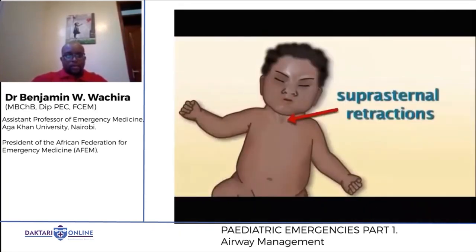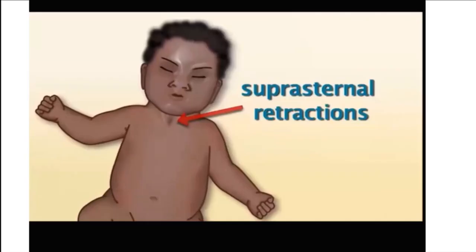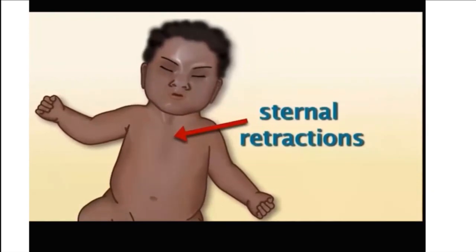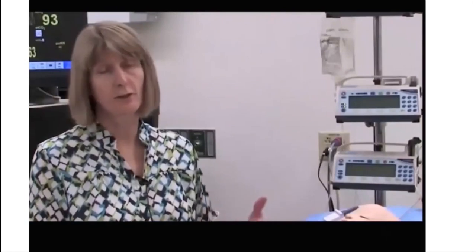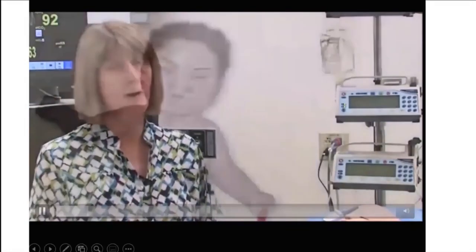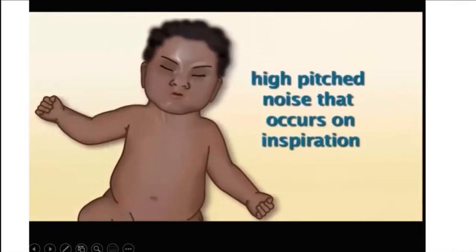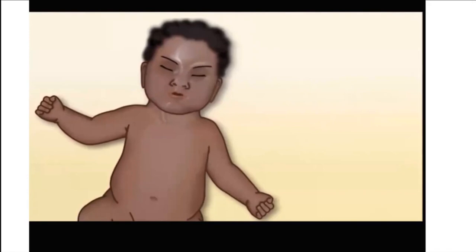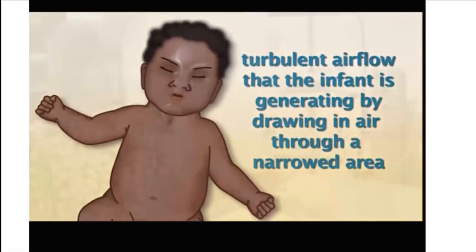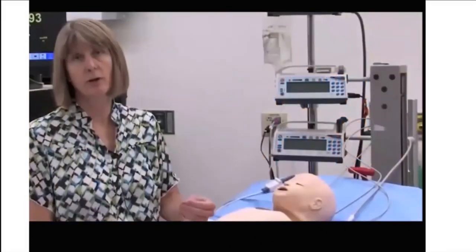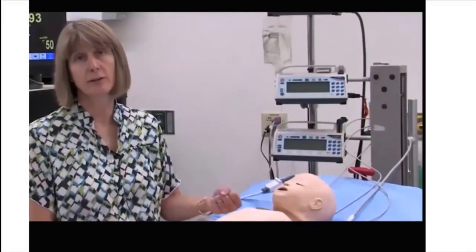With upper airway obstruction, you'll typically see suprasternal retractions, or potentially sternal retractions as well in a young infant with a compliant sternum. And there's a characteristic noise that may accompany this called stridor. Stridor is a high-pitched noise that occurs on inspiration and is essentially the noise of the turbulent airflow that the infant is generating by drawing air in through a narrowed area.